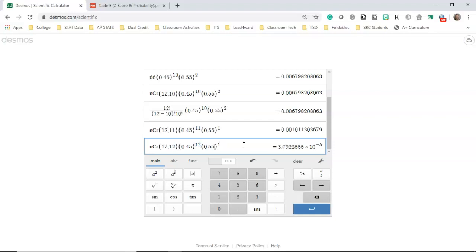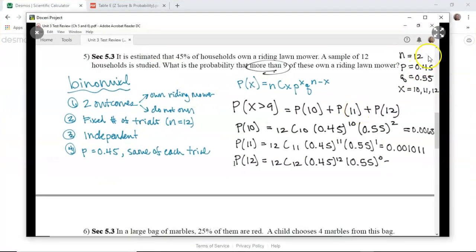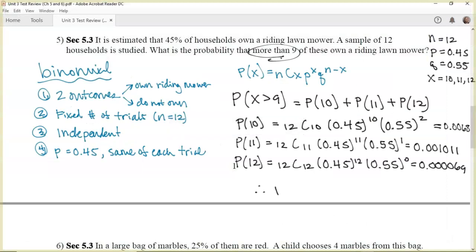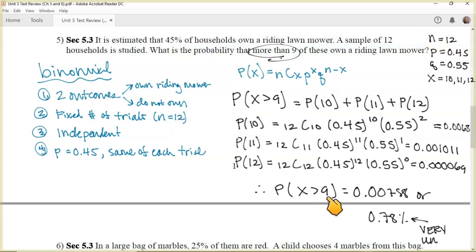Change that to a 2. That to a 0. So that's essentially 0. But I went ahead and wrote out some of the decimal places. And we add these values together, and we get the probability that more than 9 households own a riding lawnmower is about 0.78%, or 0.00788. I guess that's 0.79. But that's a very unlikely event for that to occur.